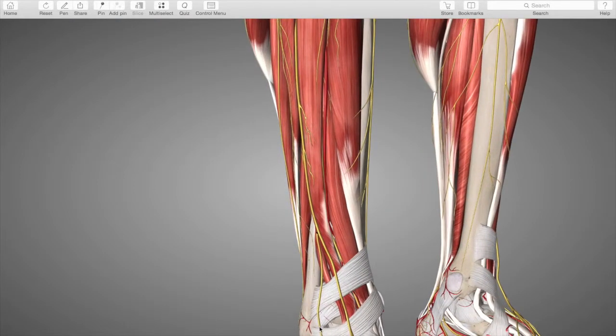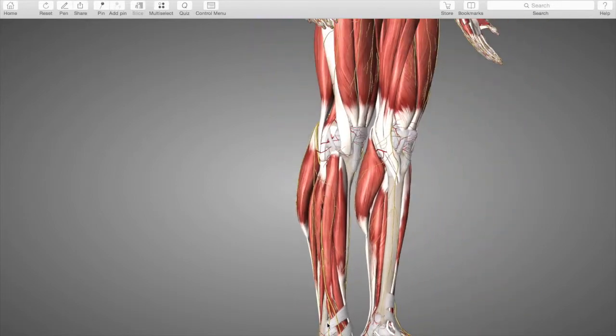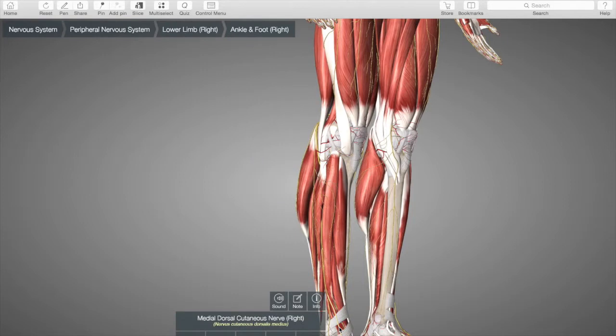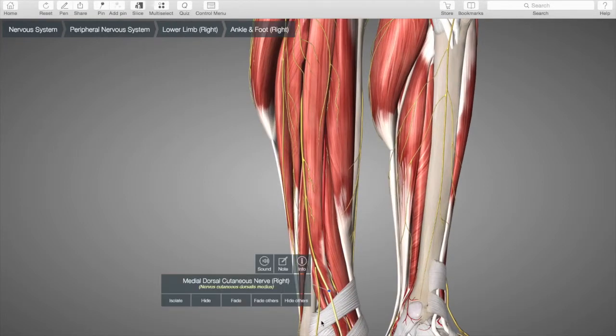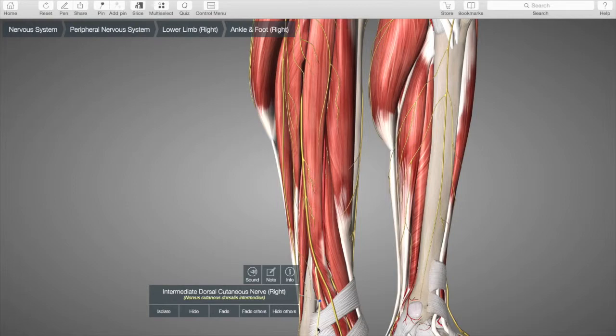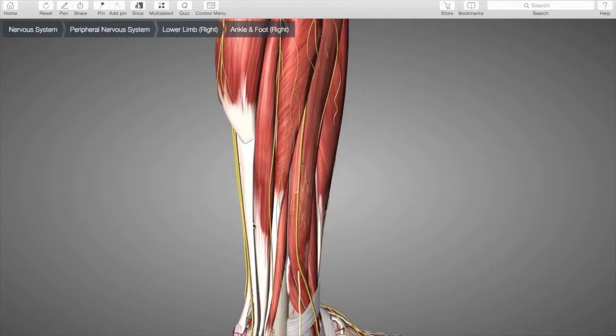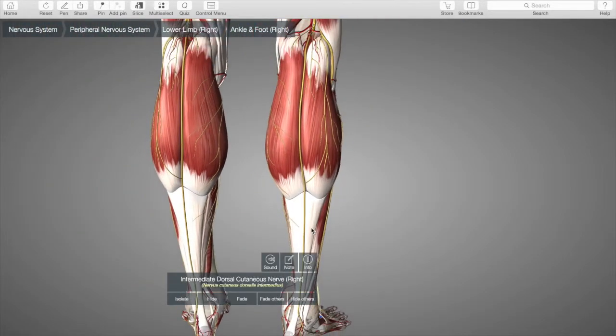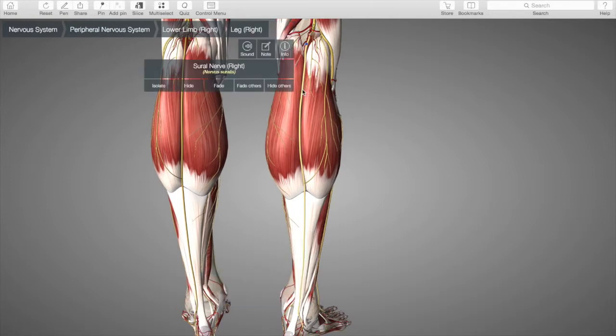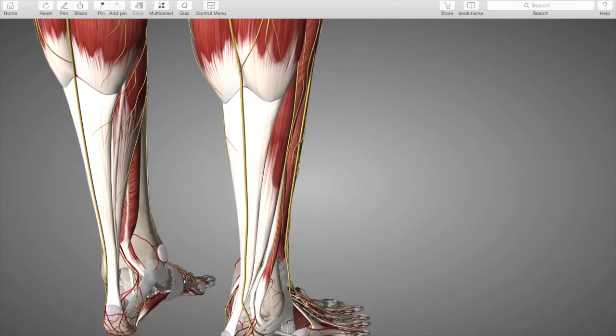This terminates in two branches innervating the dorsum of the foot. One is the medial dorsal cutaneous nerve, and the other is the intermediate dorsal cutaneous nerve. Posteriorly in the leg, the skin sensation is supplied by the sural nerve, coursing down the mid-aspect, the posterior aspect of the leg, and coursing around posteriorly to the lateral malleolus.